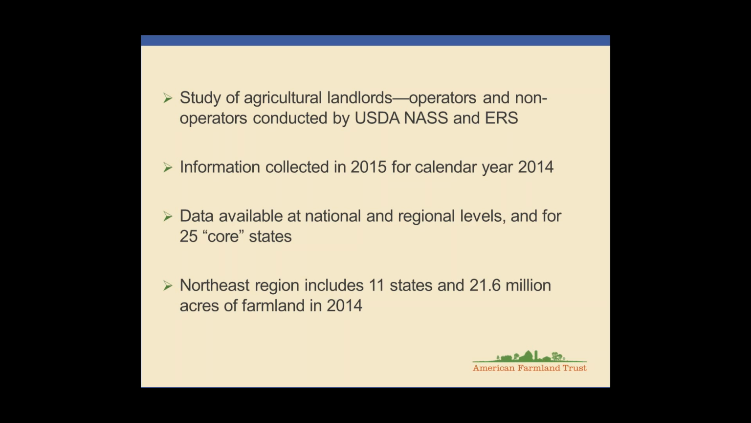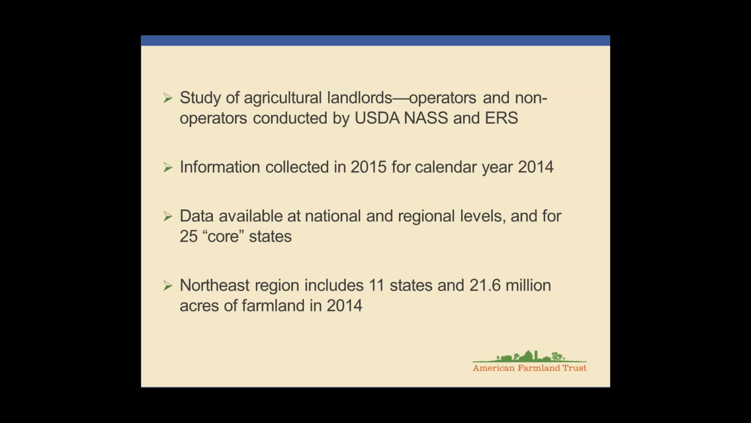They focused on 25 core states. These are states ranked by ag receipts. So we have data available at the national level, we have some regional roll-ups, and then we have state-level data for the 25 core states. Unfortunately, none of the New England states and New York were categorized as core states. So what we'll be looking at are data from the Northeast region.